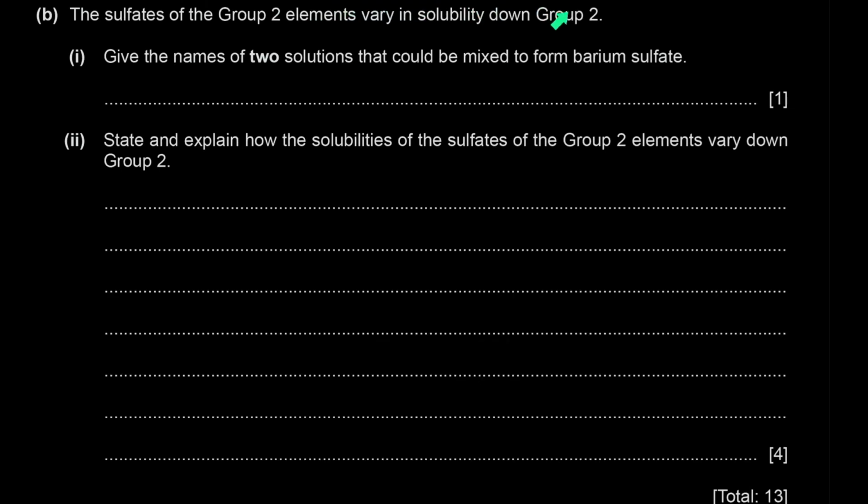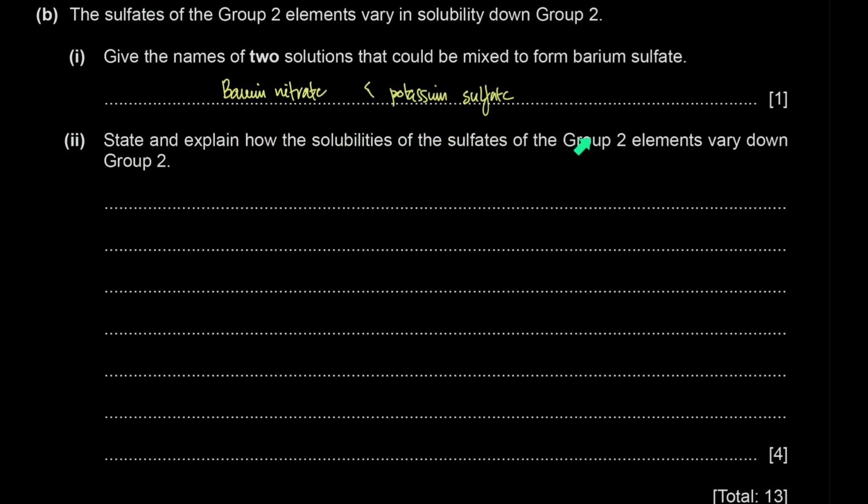The sulfates of the group 2 elements vary in solubility down group 2. Give the names of two solutions that can be mixed to form barium sulfate. So here we have to mix two soluble solutions together to form barium sulfate. A soluble solution for barium will always be barium nitrate, because all nitrates are soluble. So we will say barium nitrate, and if you have to use a soluble sulfate, you can say potassium sulfate, because all potassium salts are soluble. If you need the barium cation, just use barium nitrate. And if you're not sure which sulfate is soluble, remember that potassium salts are always soluble.